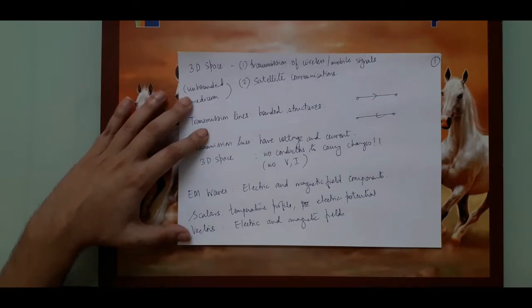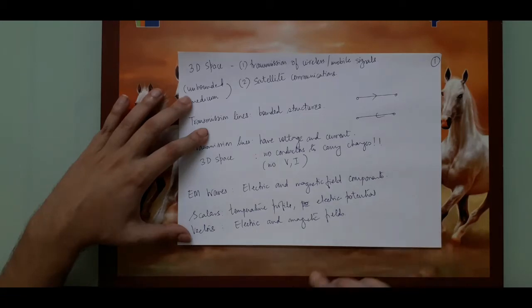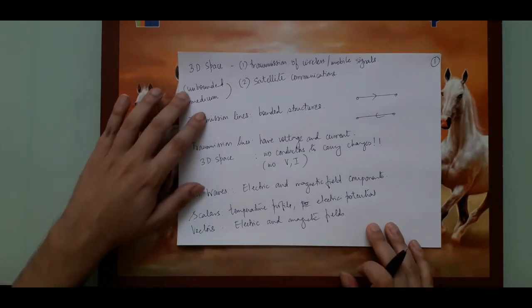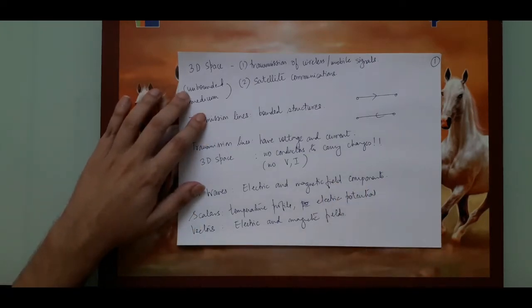So, something tells us that many of the quantities which we are going to see in 3D space, some of them will be vectors. So, therefore, it is very important for us to be able to differentiate what is scalar, what is vector, and what are their properties.